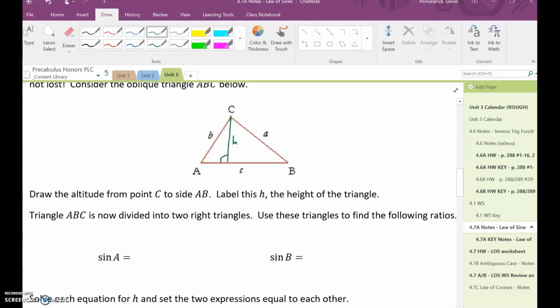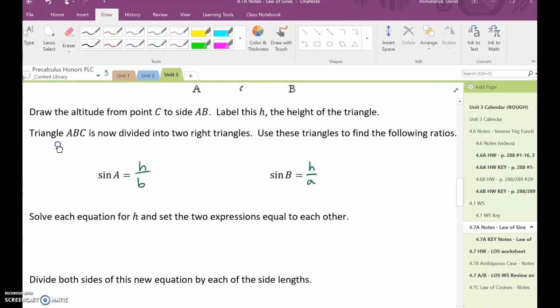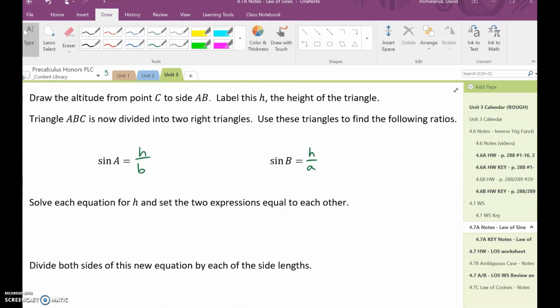We have two right triangles now, one on the left, one on the right. The one on the left has the angle A. Sine of A equals opposite, which is H, over hypotenuse, which is B. Sine of B is opposite, which is H, over hypotenuse, which is A. And those are two different equations that both have H in it. So we will solve each equation for H.